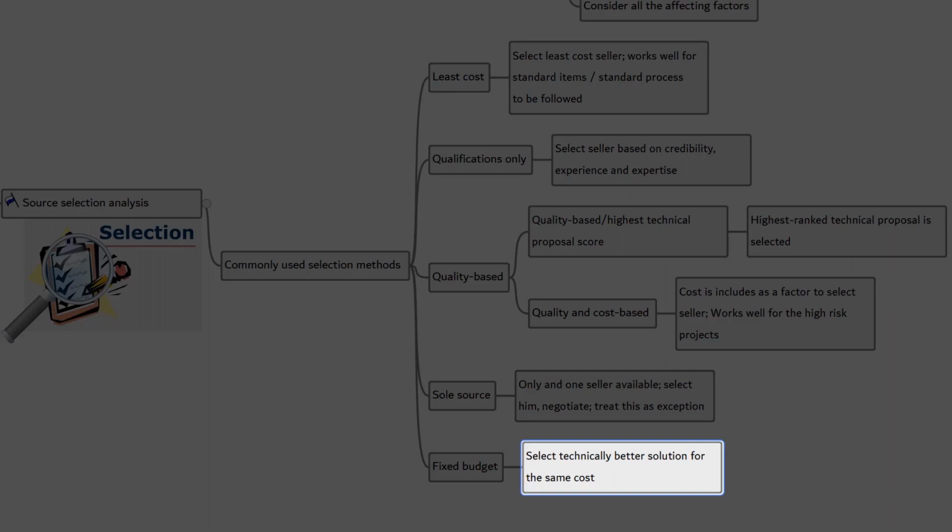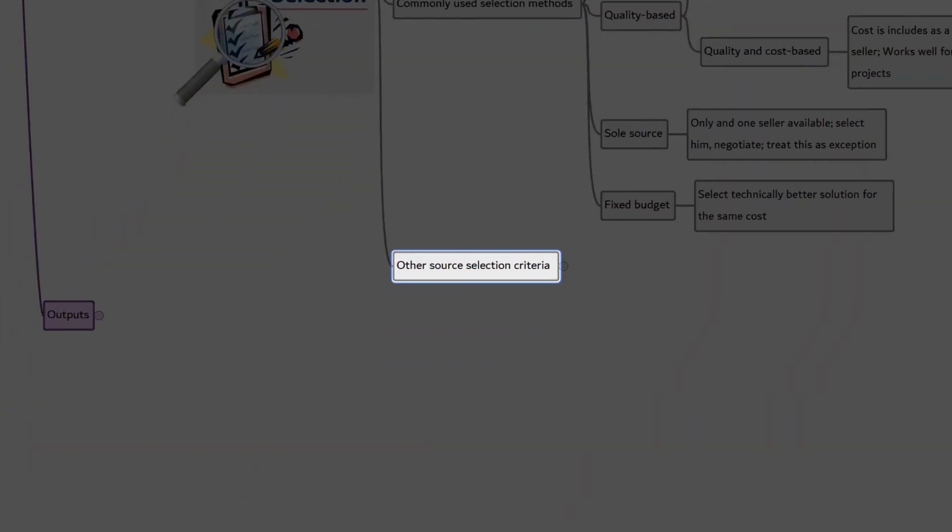Fixed budget. In this method, the budget is fixed. The sellers are invited in a request for proposal. The seller with the highest ranking technical proposal is selected because, for the obvious reason that cost is the same, he provides a technically better solution. This method is appropriate only when the SOW is precisely defined, no changes are anticipated, and the budget is fixed and cannot be exceeded. Let's look at some of the other source selection criteria.